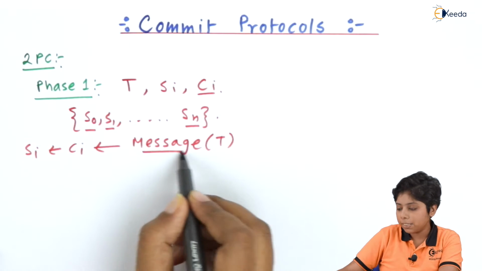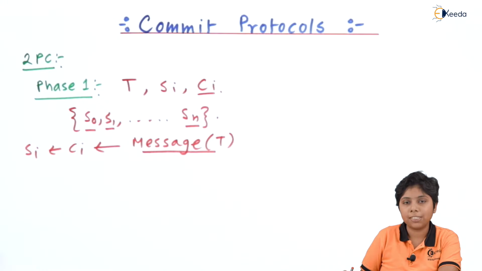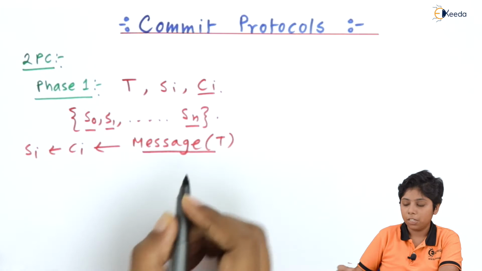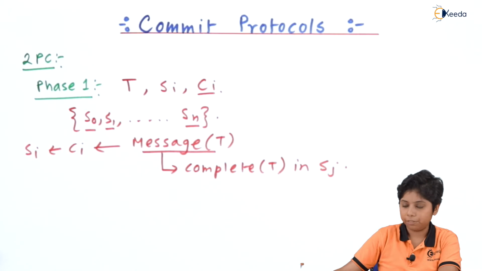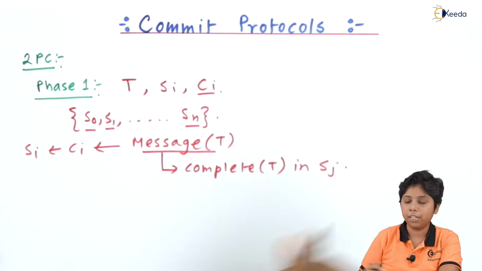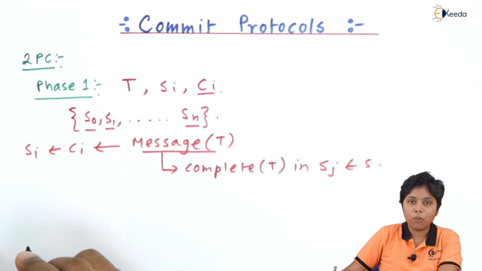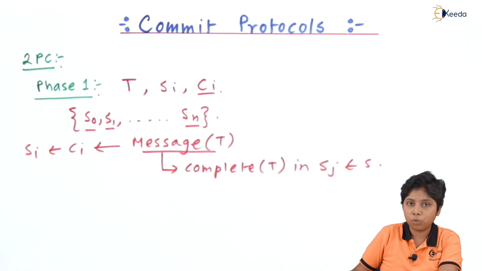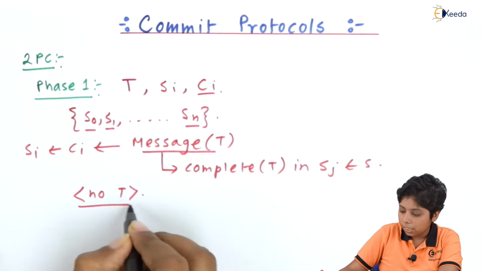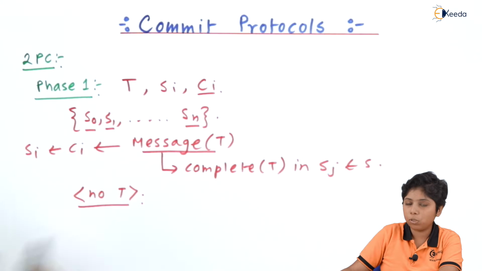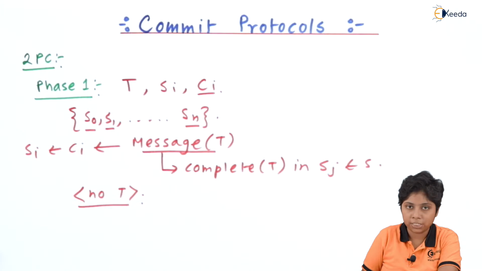This message decides whether the transaction at the site needs to complete or not. By sending the message, it indicates that we are ready to complete the transaction at this site. So this message is generally complete T in Sj, that means in every Sj which belongs to S. Now if the answer to this message is no T, then the message goes back as no T.